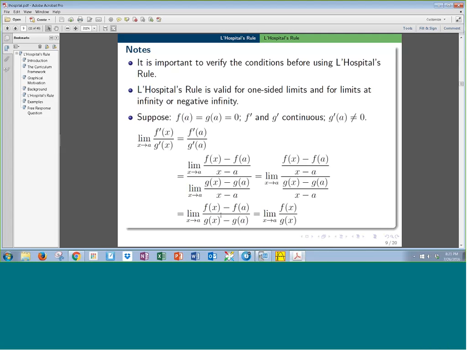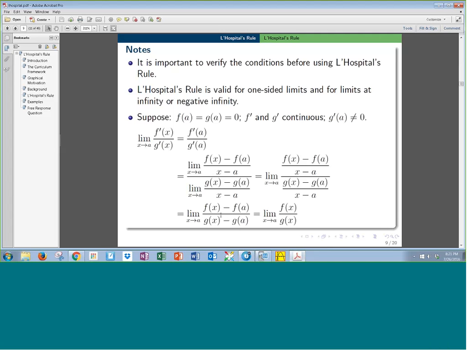And in the next step to the right, I'm going to use a property of limits. Again, kind of working backwards. The limit of a quotient is the quotient of the limits. And then working down, I'm going to cancel out the x minus a. And then finally, in that last step, I assume that f of a and g of a were equal to 0. And son of a gun, that's L'Hopital's rule in this very special case.